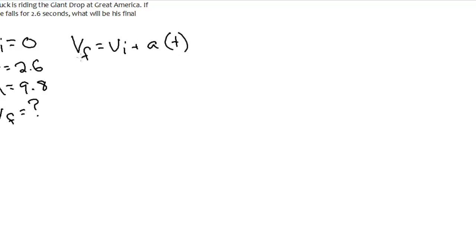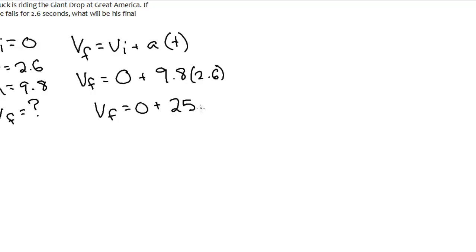So we just got to substitute in here. The VF we do not know, but that's going to be equal to our initial, which was 0, plus A, acceleration due to gravity, that's that 9.8, times T, which is 2.6. We throw these numbers in the calculator and we're going to get that VF equals 0 plus 25.48. So in the end, our final velocity is equal to 25.48. This is a velocity, so that's meters per second.